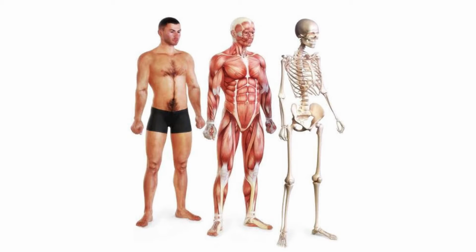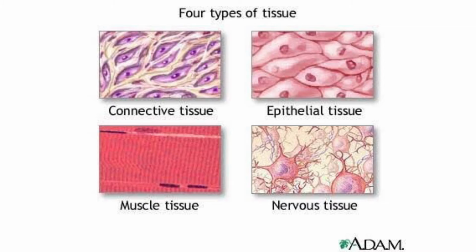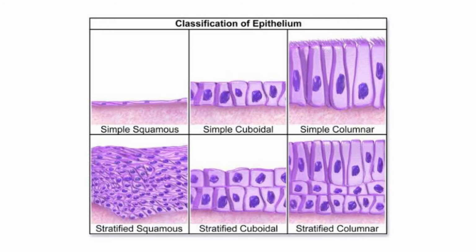A tissue is a group of similar cells that work together to carry out a specific function. Body tissues can be classified into 4 basic types according to their function and structure: epithelial tissue, connective tissue, muscular tissue, and nervous tissue. Epithelial tissue consists of tightly packed cells that form a continuous layer.